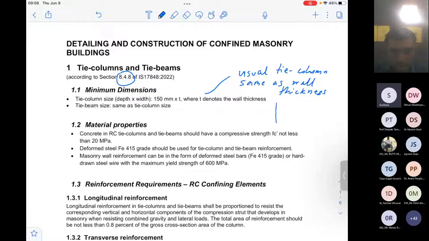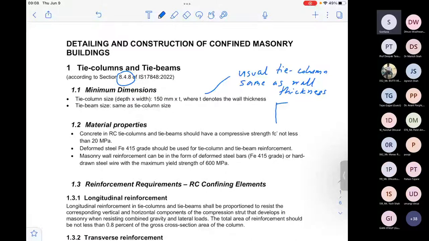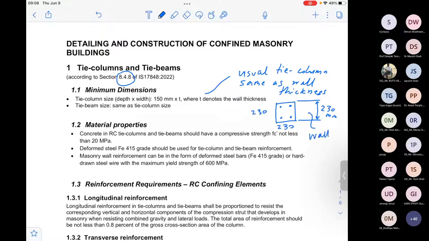What is relevant is that if wall thickness is 230 millimeters, let's say a one-brick-thick wall, then the tie column would have dimensions of 230 times 230. That would be the normal expected. It is usually square, there is no need to have rectangular, but so this is the wall thickness. And we can use the red color for this masonry wall. So that is for the tie column.